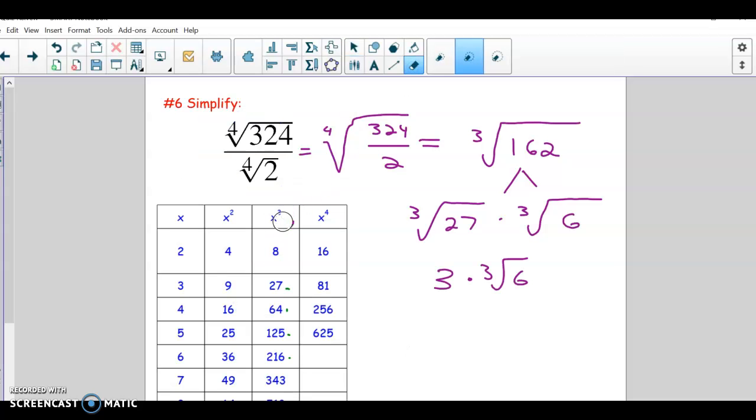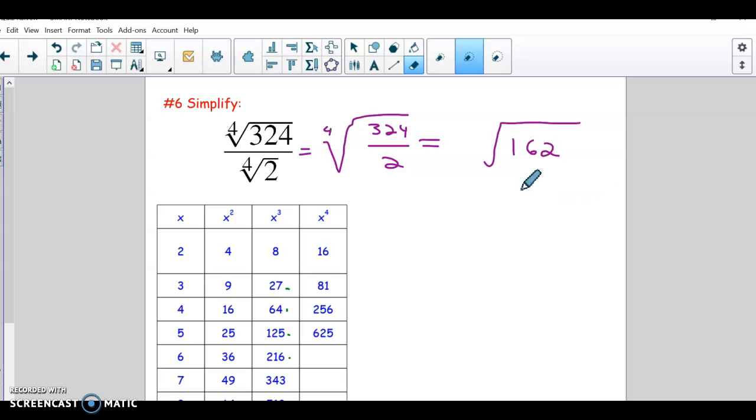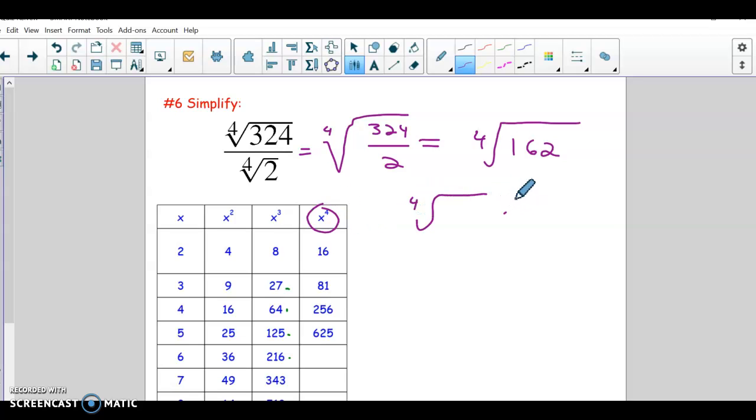Okay, and I just realized I messed this up. I should have been doing a 4th root, not a 3rd root. So I gotta erase all this, but I'll still use my chart. So, all right, anyways, this is a 4th power, so I want to use my x to the 4th table here. Okay, so I'm going to start looking through my 4th power numbers.